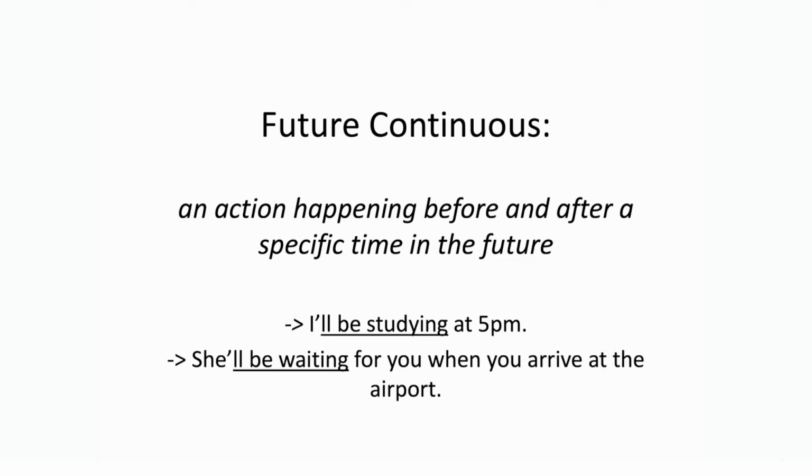We use the future continuous tense for an action happening before and after a specific time in the future. I'll be studying at 5 p.m. This sentence means that I will have started studying before 5, will still be studying at 5, and will probably be studying after 5. Another example, she'll be waiting for you when you arrive at the airport.